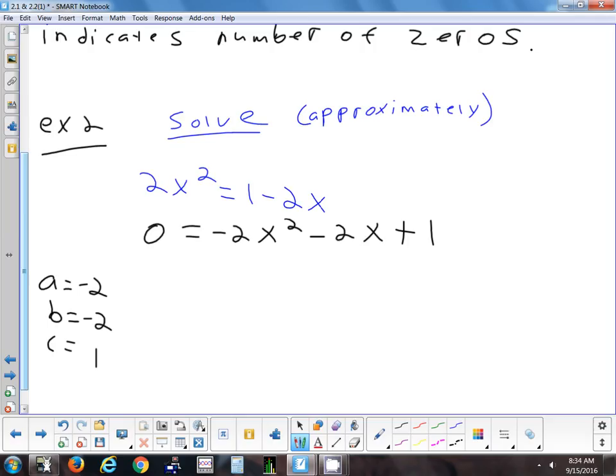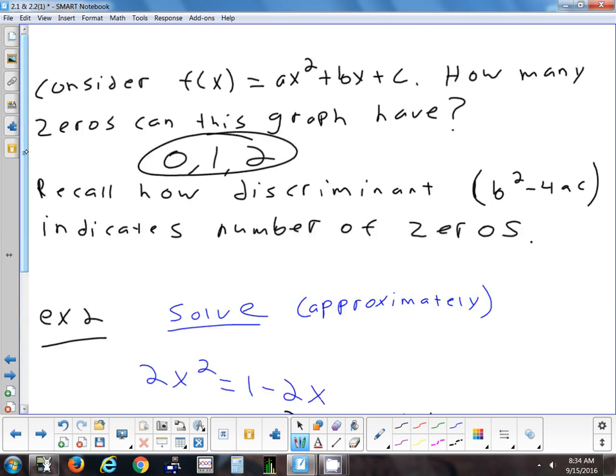The b squared minus 4ac. Close. That's part of what we have to plug it into, but that's only the discriminant. I need to use the quadratic formula. Remember, the discriminant does not tell you where the roots are. It only tells you how many there are. That's all that it tells you. But that is part of what we have to do.